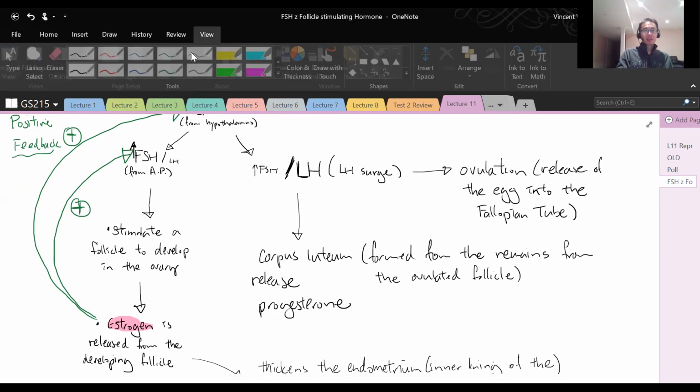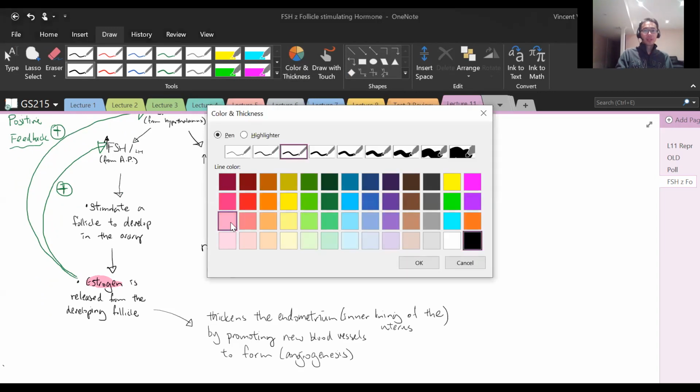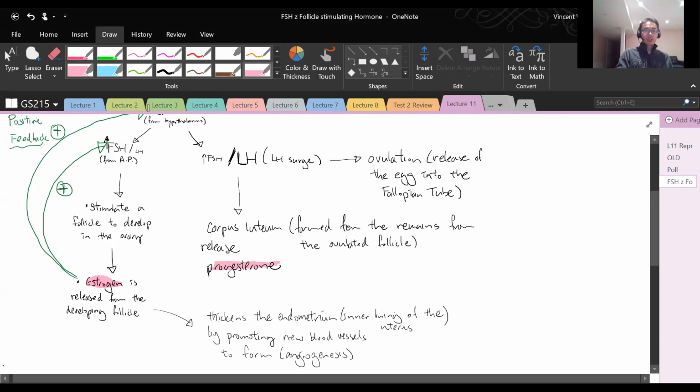Okay. So what does progesterone do? Right, this is another key hormone, right? Okay. So the progesterone will further thicken the endometrium. Okay, it overlaps with the estrogen a little bit.